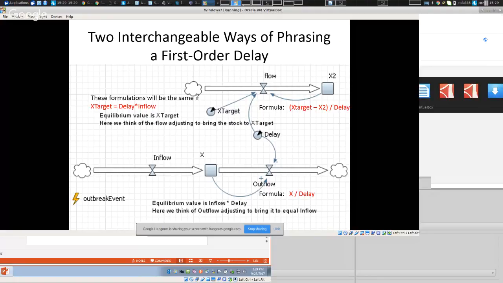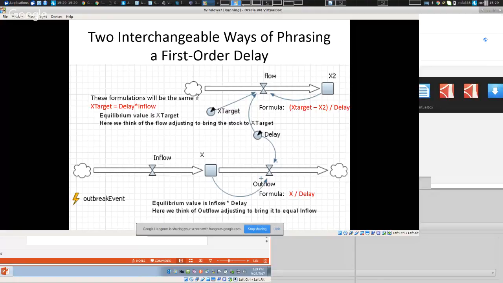This top one is going to chase the target. It's a feedback system, similar to what we see in control theory. It's trying to chase the target. It's trying to minimize the difference between the target and X2. If the target is far above X2, X2 will rise as a result. If the target is much smaller than X2, X2 will drop quickly. If the target is a little bit smaller, X2 will drop slowly. If the target is a little bit bigger, X2 will rise slowly. Does that make sense? So this is another way to phrase it.